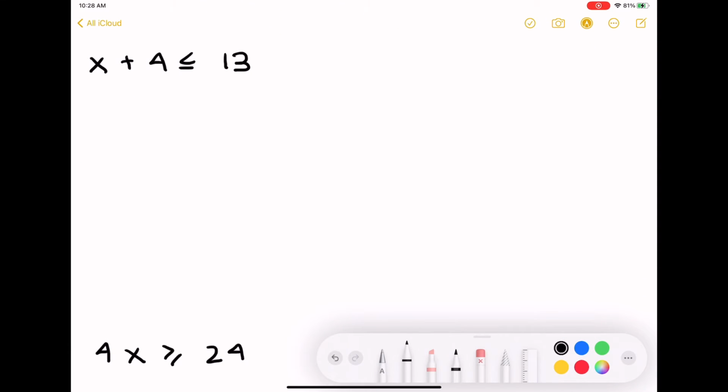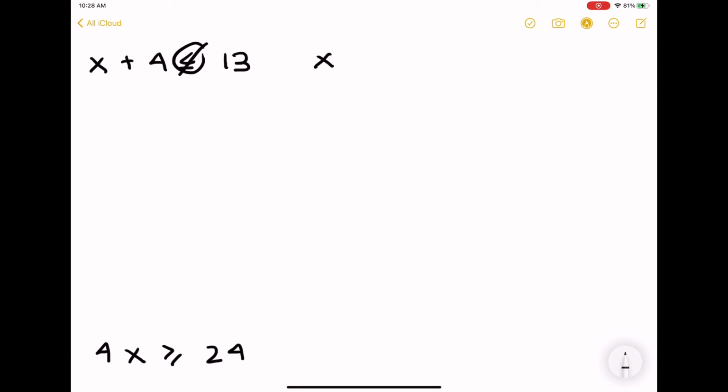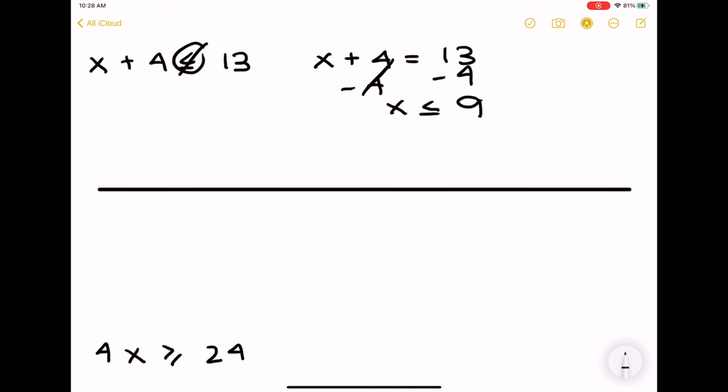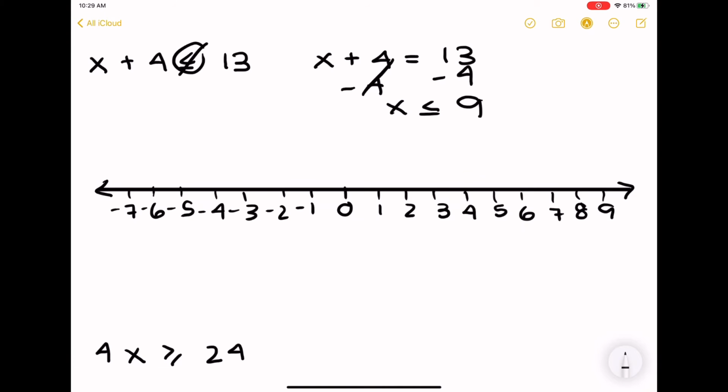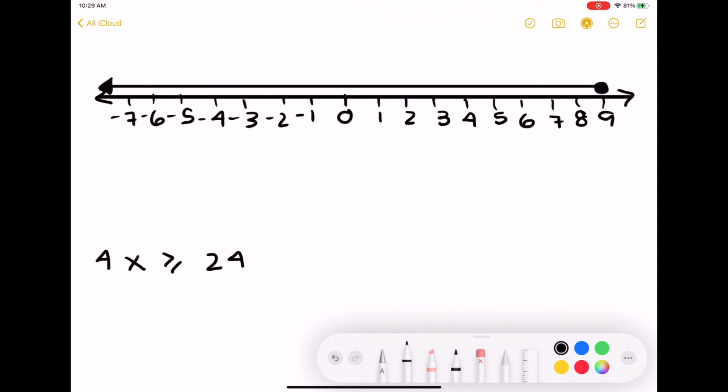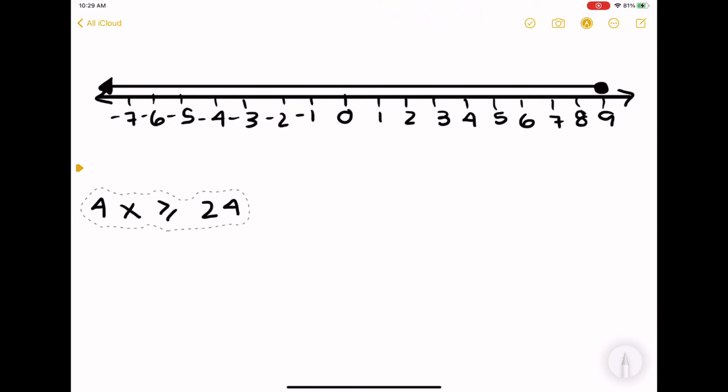Now, in this scenario, we would just cross the inequality sign out and replace it with an equal sign just so that we can solve the equation. Once we solve the equation, we can place back the original sign and then go ahead and graph that on our number line. Here we have x is less than or equal to 9. So we have a filled-in circle at 9, and then we go backwards because it's less than.